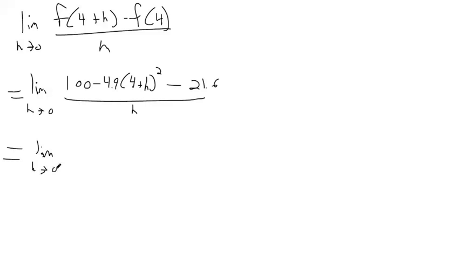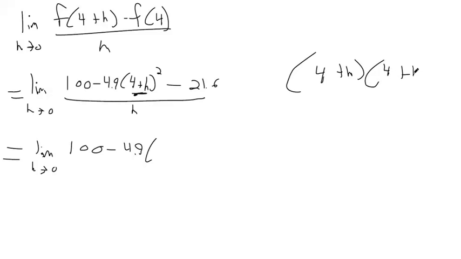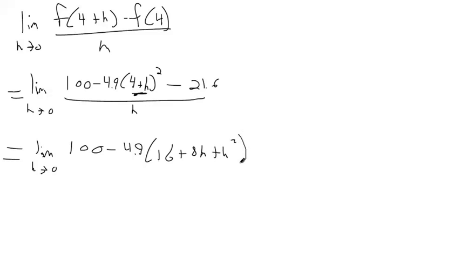Okay. So I can simplify a bit. I can expand this. So 100 minus 4.9. And you can't just square both things inside that parentheses, right? There's no distributed power of exponents. You got to do 4 plus h times 4 plus h off to the side. And if you multiply those off to the side, you're going to get 16 plus 8h plus h squared. That's all being divided by h.